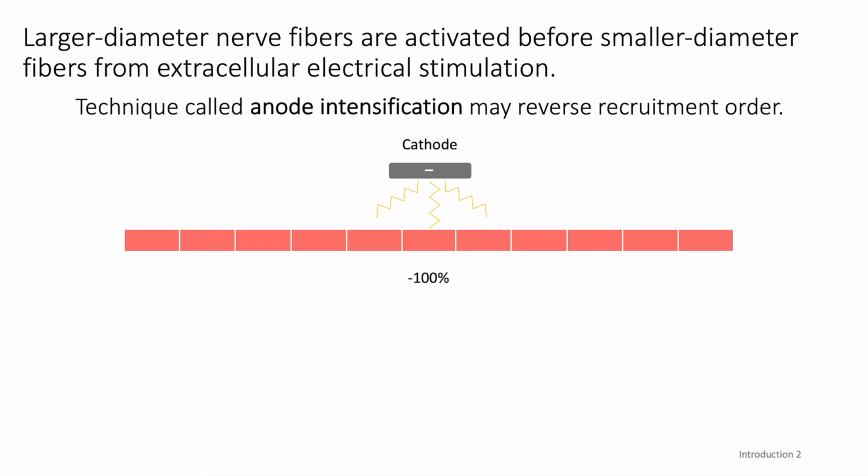Smaller diameter fibers are activated prior to larger diameter, and this is a phenomenon known as the Henneman size principle. However, with extracellular electrical stimulation, the opposite happens, where larger diameter nerve fibers are activated before smaller ones. And so there's a need to be able to selectively recruit smaller diameter fibers before larger ones.